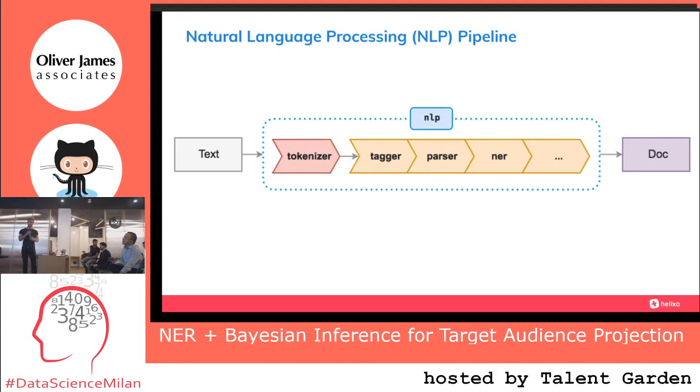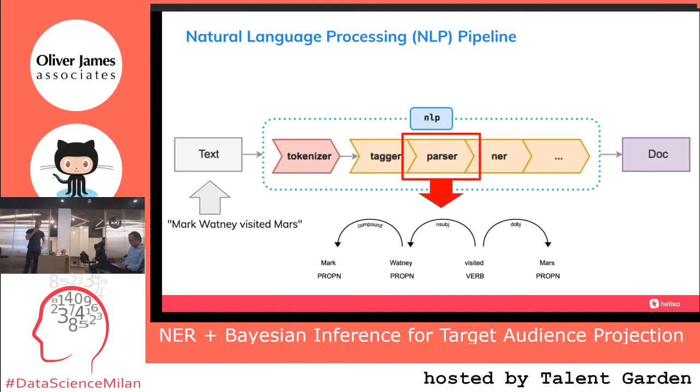Spacy wraps every natural language processing task in a pipeline. A pipeline takes a text as the input, raw text, and applies a sequence of components, of models, on it, and outputs a document that contains a set of metadata containing the predictions of these models.